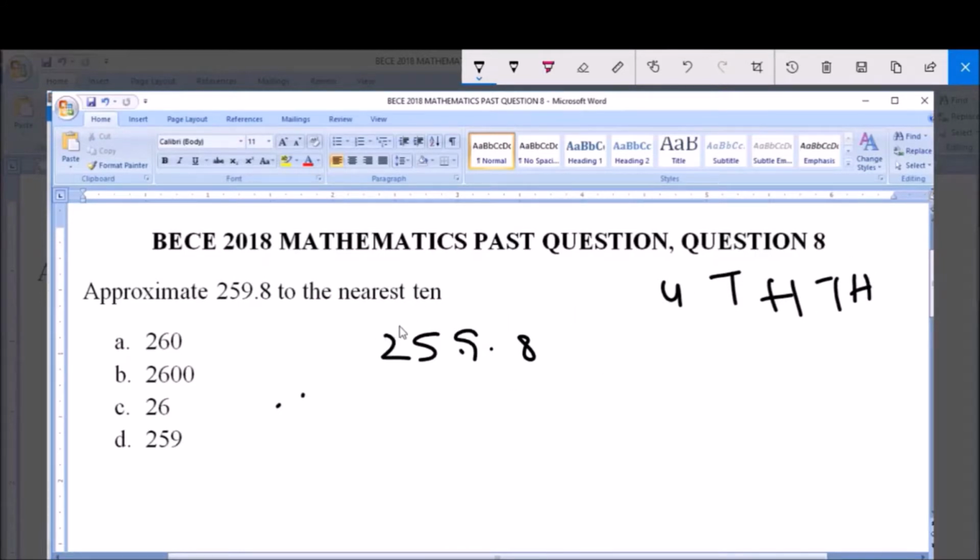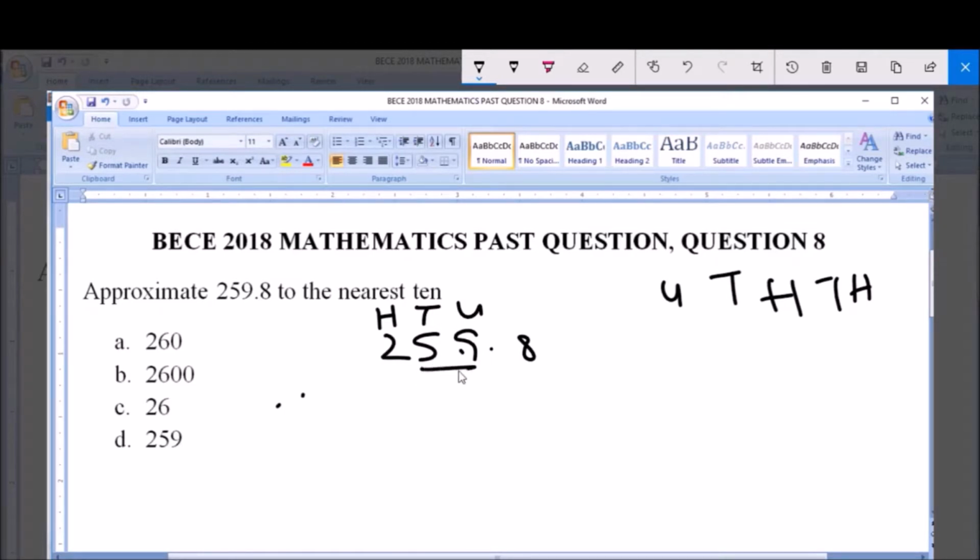Now, giving each of these numbers their place value, this 9 here is units. The 5 here is 10, as in 50, and the 2 here is 100, as in 200. While the 5 here is 10, as in 50, and the 9 here is units, as in 9. Now we are asked to approximate this to the nearest 10.